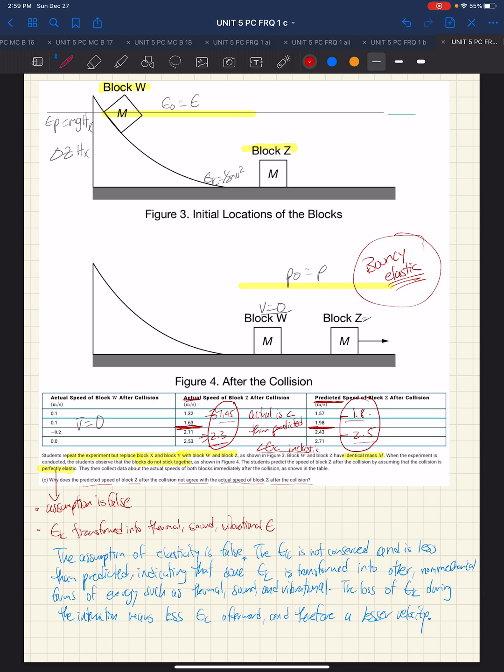And that's where we could have added something like, even though the particles don't stick together, they actually bounce off each other, EK is lost during the interaction.